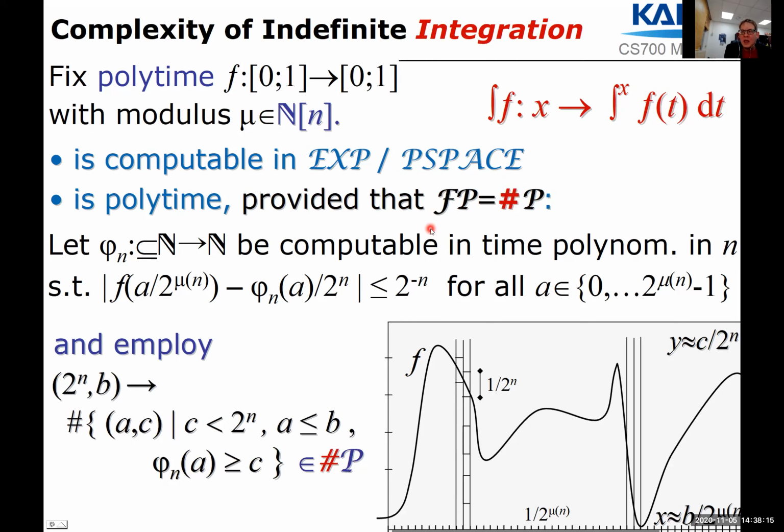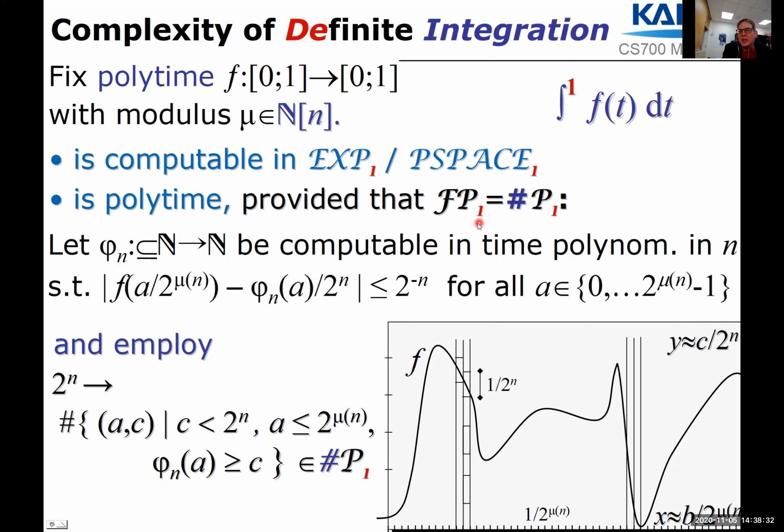So for indefinite Riemann integration, the hypothesis was that FP is equal to #P: polynomial time computable integer functions are the same as polynomial countable integer functions, counting the number of witnesses. Here, the hypothesis is that the unary versions of both complexity classes coincide, and it's not clear how these two conjectures are really related to each other. There are many open questions about the conjectures and about the relation between conjectures.